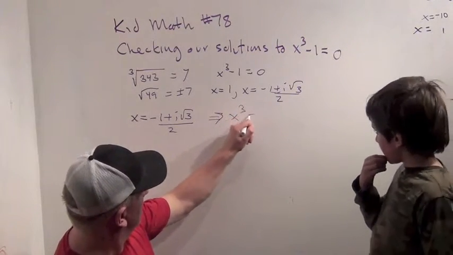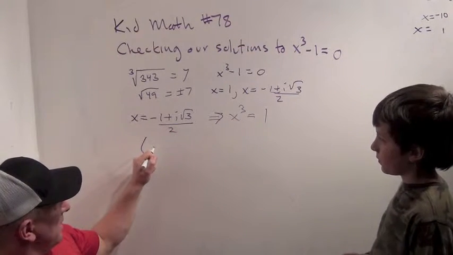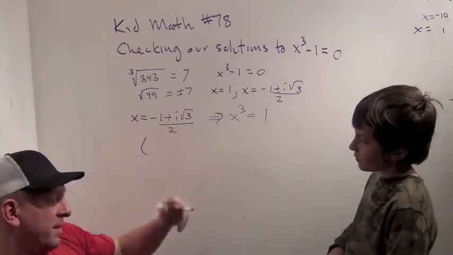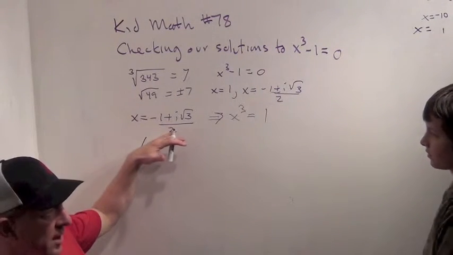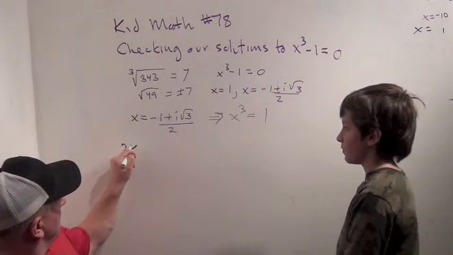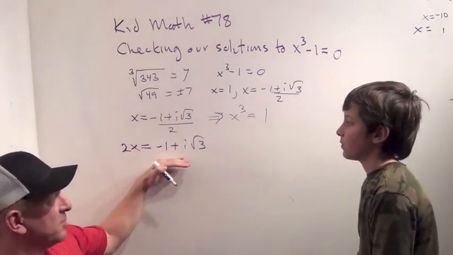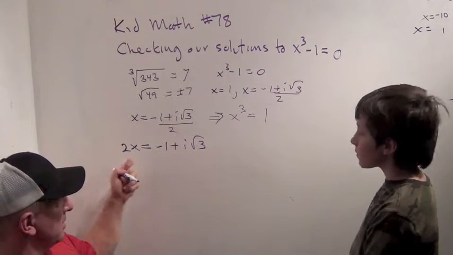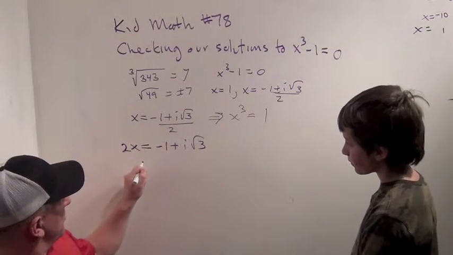Well, I know it's going to be over 8. Good point. So let's ignore the 1/2 for a minute, bring that in at the end and divide by 8. So let's just do 2x equals negative 1 plus i times the square root of 3, and this cubed should be 8. If the original cubed is 1, this should cube to 8, right? That's a very good observation. So let's square it first.